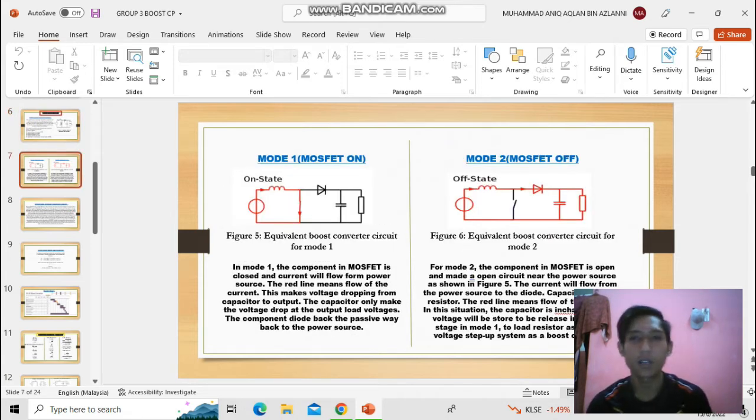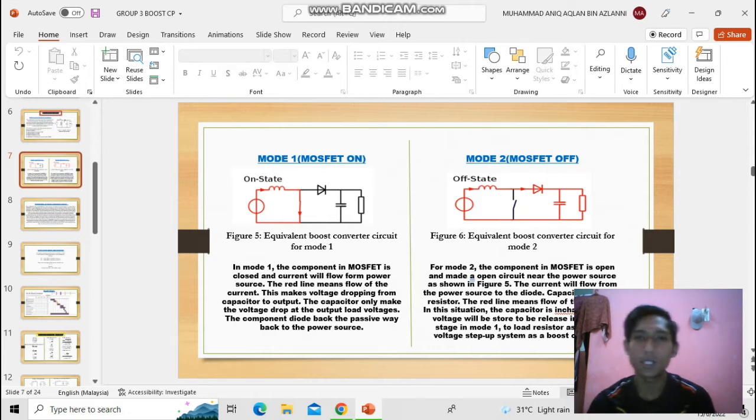We know that the MOSFET has two modes, the on state and the off state. The red line is the current flow in the circuit. When the MOSFET is on, which is mode 1, the MOSFET component is closed and current will flow from the power source. This makes the voltage drop from the capacitor to the output. The capacitor only makes the voltage drop at the output load voltage. The diode blocks the current back to the power source.